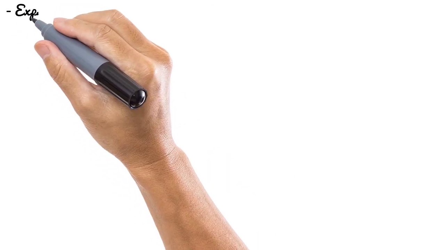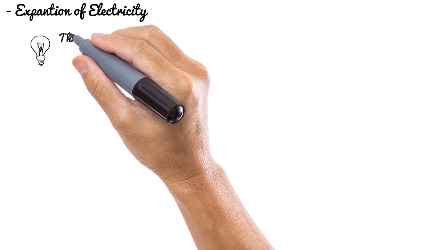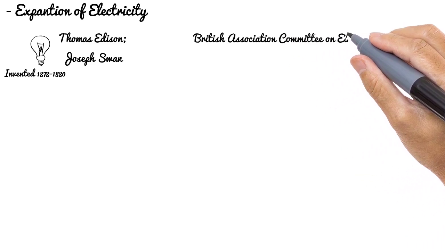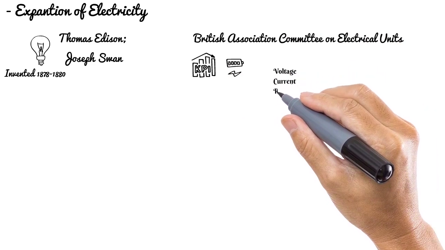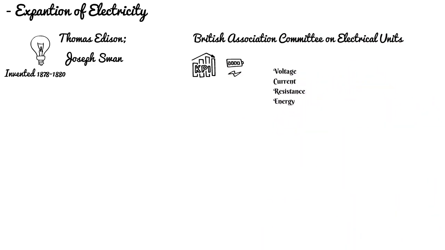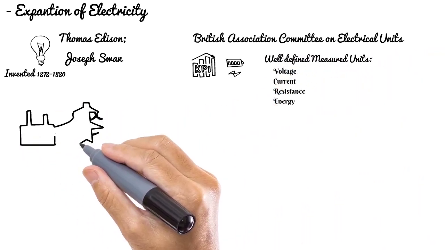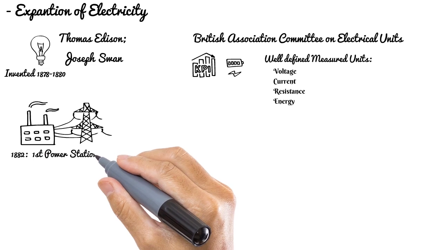What else? Expansion of electricity moved forward with the invention of the incandescent bulb. Thomas Alva Edison and Joseph Swan invented it independently over the years 1878-1880. No more need to burn wood, charcoal, or oil to have light at night. The British Association Committee of Electrical Units established internationally accepted units of voltage, current, resistance, and energy. Electricity could be sold in rational and well-defined measured units. And the world's first power station selling electricity to the public was opened by Edison in New York in 1882.